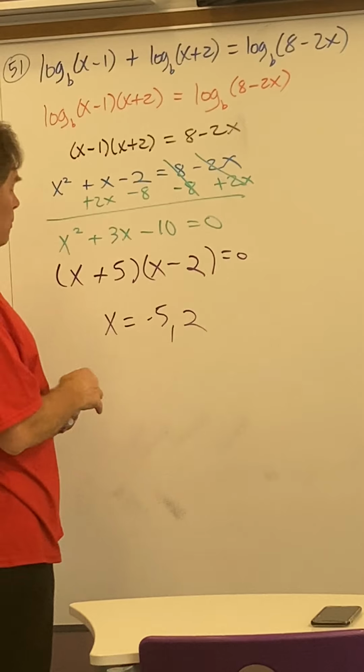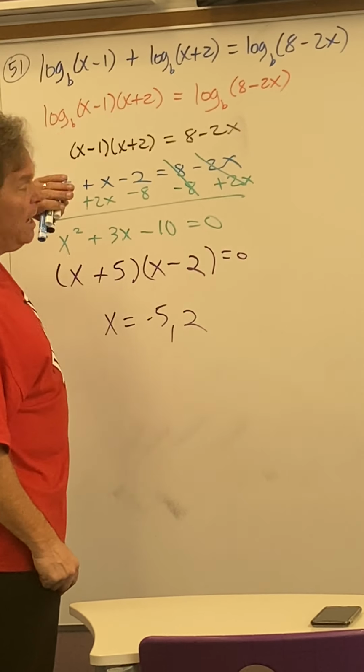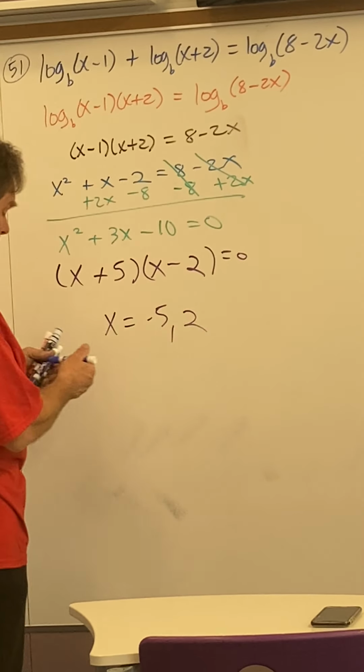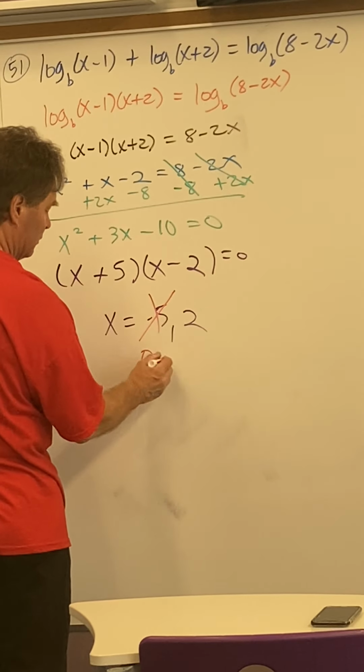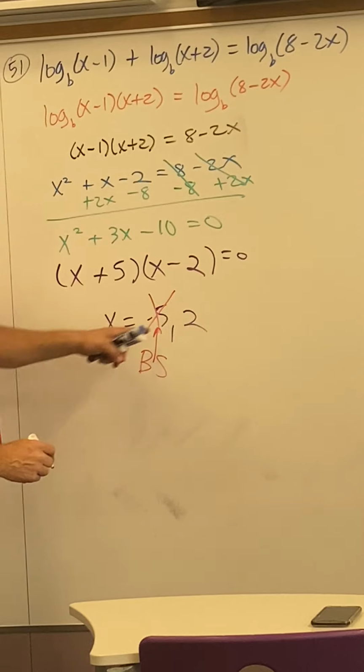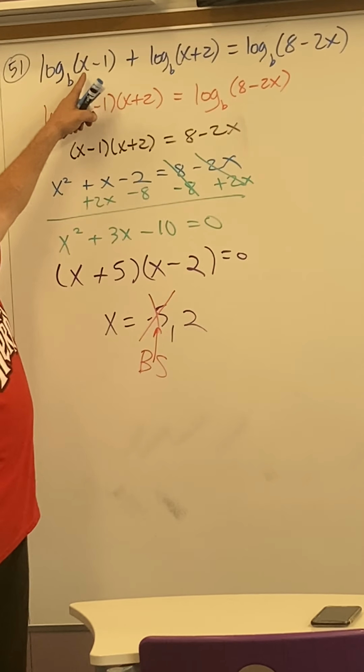Okay? So, negative 5 minus 1. Hey, that makes that negative right off the bat. I don't even have to try any others. I know this one is bogus. Okay, how about 2? 2 minus 1 is 1, so that's good.